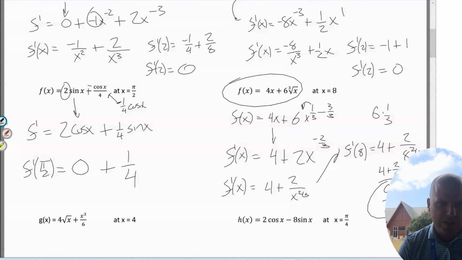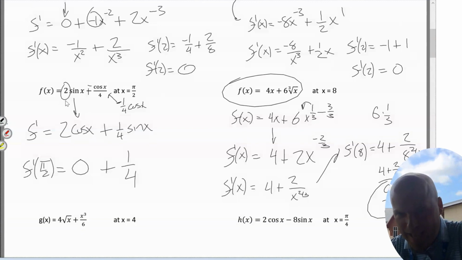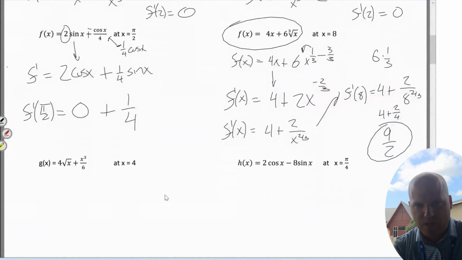The slope of this at 8 is 9 halves. Let's go through the statements. At x equals 8, f of x is increasing 9 halves of a y per x. At x equals pi over 2, f of x is increasing 1/4 of a y per x. No, on average. We're not talking about average rate of change anymore. We're talking about an instantaneous rate of change.